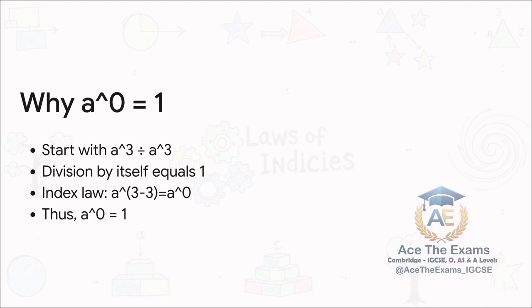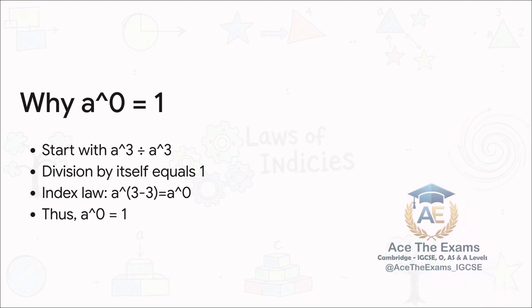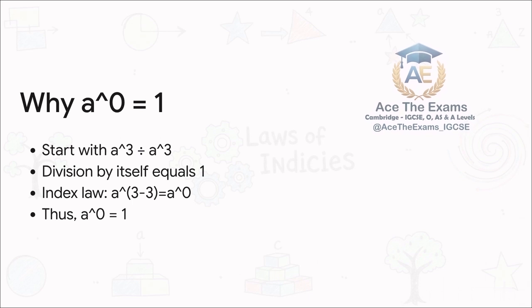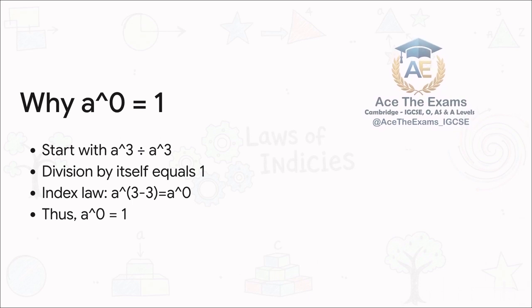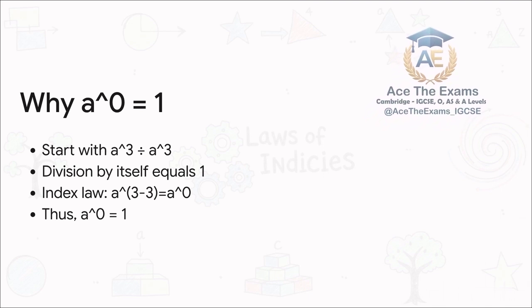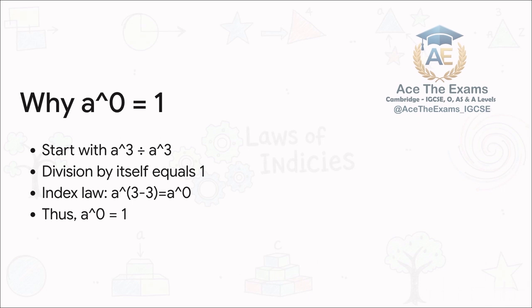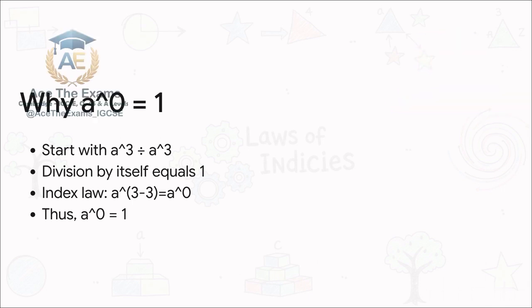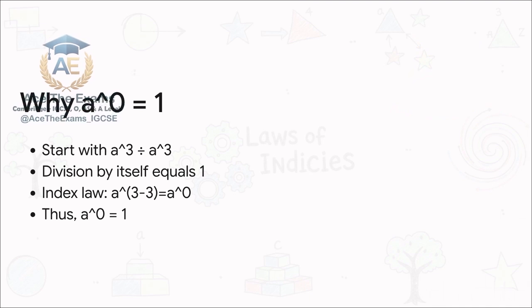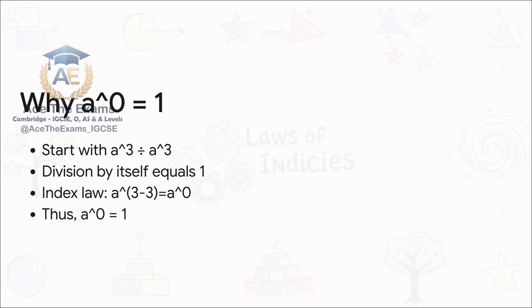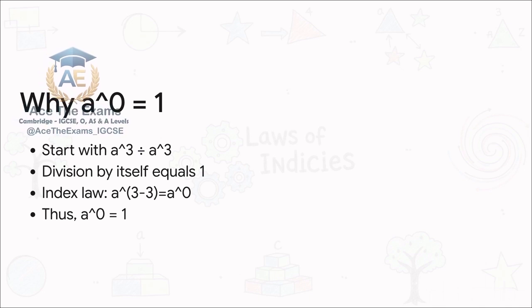Start with a cubed divided by a cubed. Basic primary school math tells us that any number divided by itself is simply 1. 10 divided by 10 is 1, a million divided by a million is 1. But if we apply our slick index division law to that exact same problem, we have to subtract the indices. 3 minus 3 gives us 0, so we're left with a to the power of 0. Since both methods are solving the exact same problem, a to the power of 0 absolutely must equal 1. It's a beautiful piece of mathematical logic that will secure you easy marks.